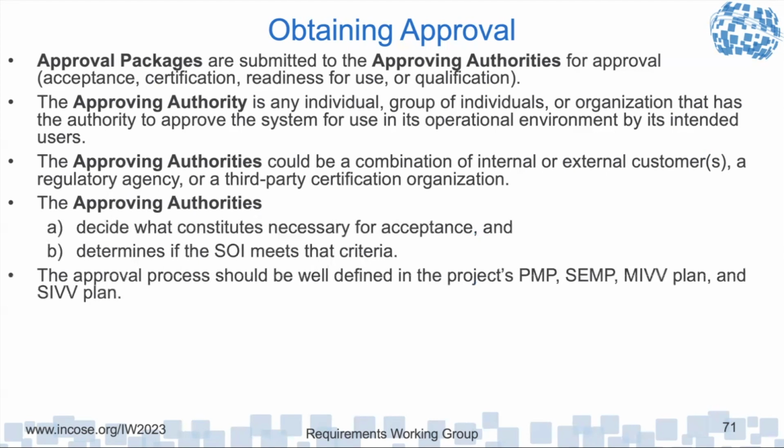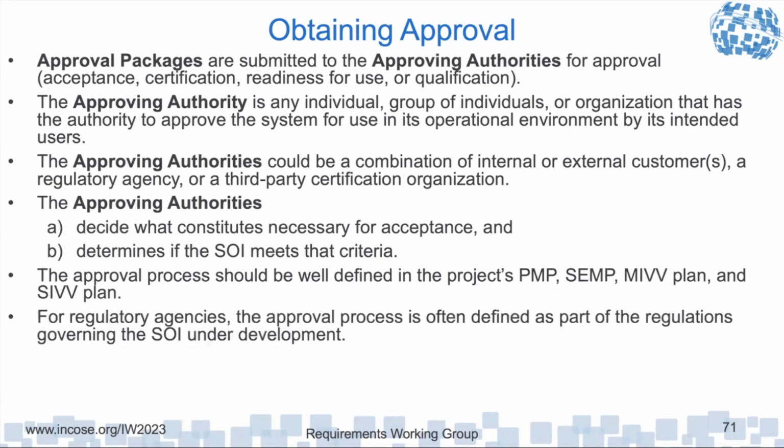And the approval process should be well defined within the project management plan, systems engineering management plan, master integration verification validation plan, and system integration validation plans. If it's a contract, it should be well defined within the statement of work as well. For regulatory agencies, the approval process is often defined as part of the regulations governing the system of interest under development. And as I showed, for standards organizations, a lot of them are requiring traceability in order to tie all this information together.